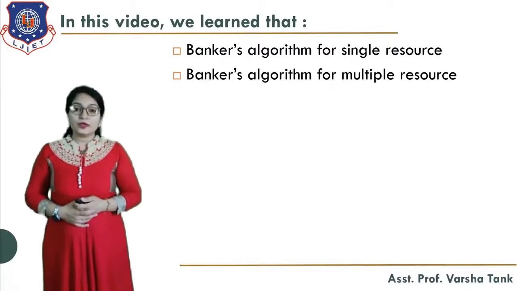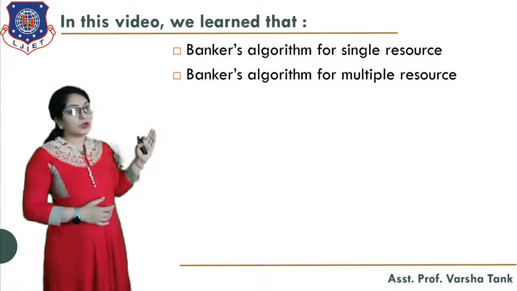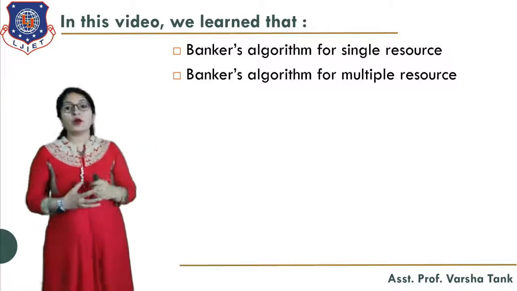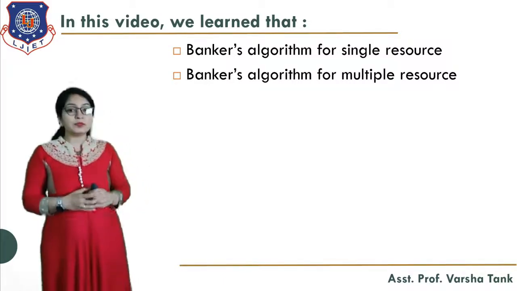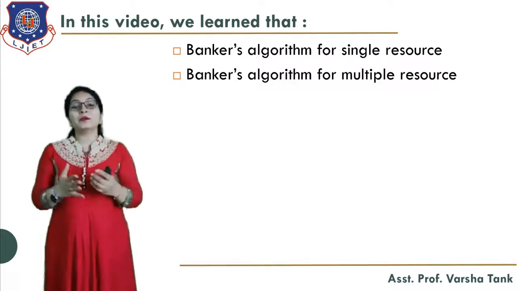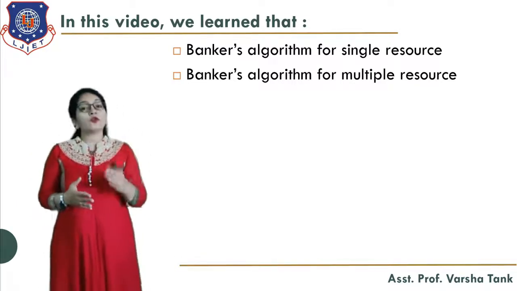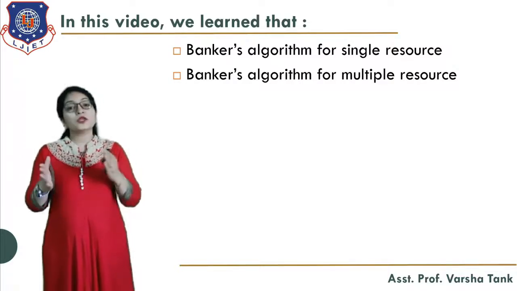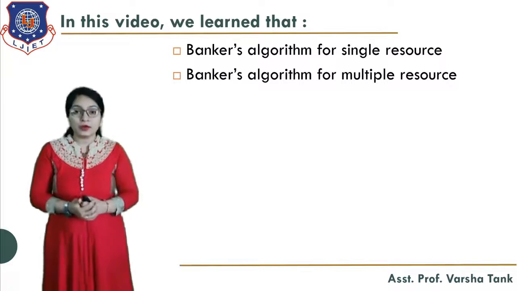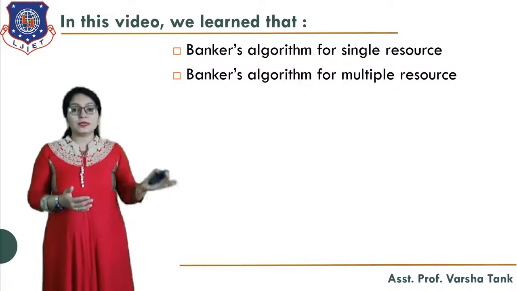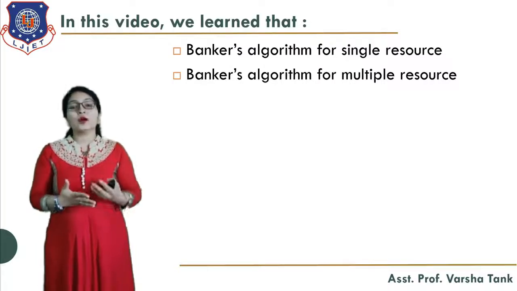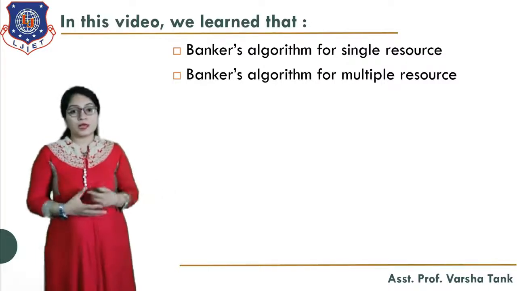So in this video, we have learned about the Banker's algorithm for a single resource, and we have learned the Banker's algorithm for multiple resources. In exams, such types of examples can be asked. It may be possible that the maximum and allocation matrices are given to you and you have to find the need matrix. Then you have to follow it step by step, find the safe sequence, and define that safe sequence to complete the example.